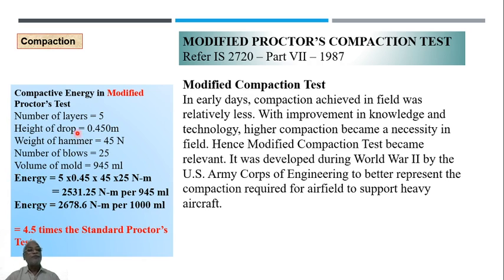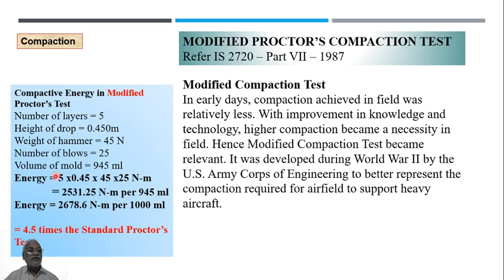Now what is done in the modified Proctor test: the same mold is used, but the number of layers, instead of 3, is now 5, and the height of the rammer drop, instead of 0.305 meters, will be 0.45. In feet it will be 1.5 feet, whereas the standard Proctor test has a 1 foot fall. The weight of the rammer is also increased from 25 to 45 newtons. The number of blows per layer is kept at 25 itself. The volume of the mold remains the same, 950 ml to 1000 ml.